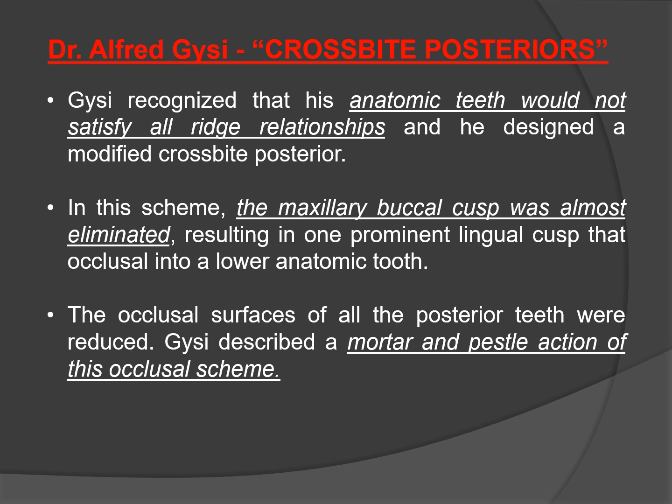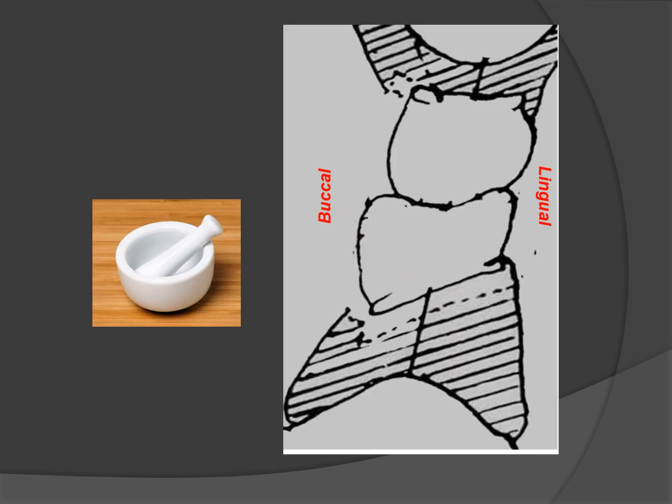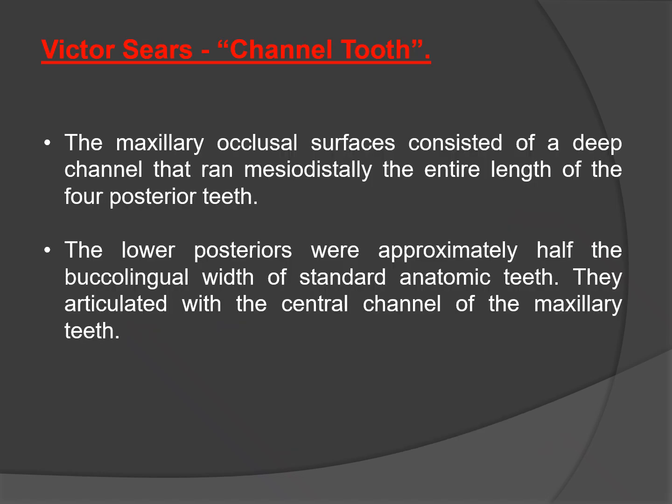In this, the maxillary buccal cusp was almost eliminated. Therefore, only the palatal cusp came into contact with the lingual fossa of the mandibular teeth. This is how the cusp articulated with the mandible. You can see that there was no buccal cusp in the maxilla and only the palatal cusp articulated. This made the forces more centralized over the ridges, and it was easy for the dentist to balance these teeth. It resulted in better stability.